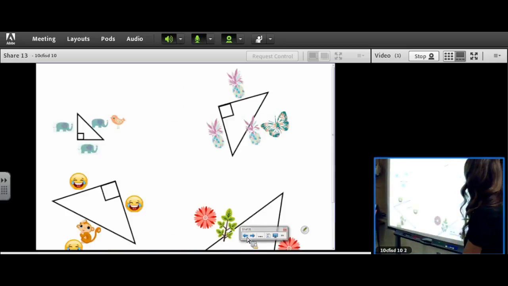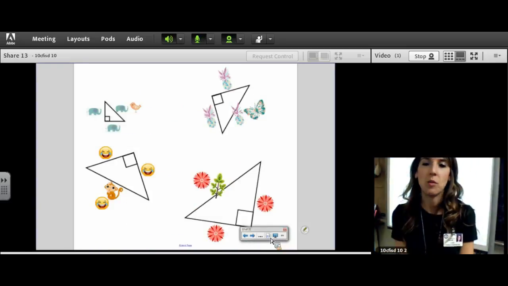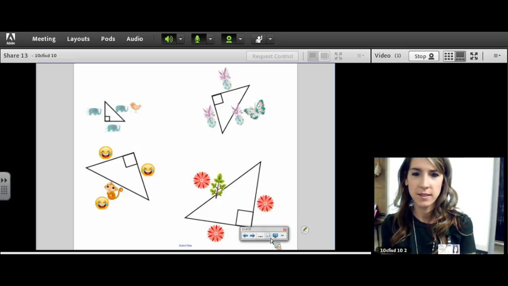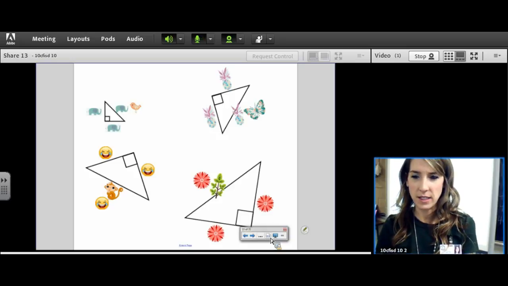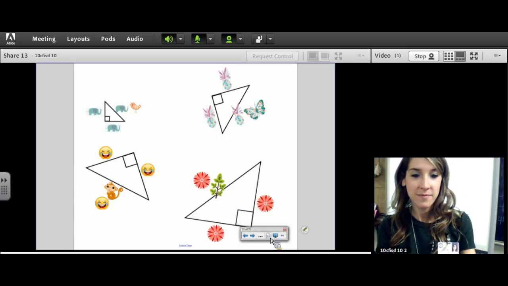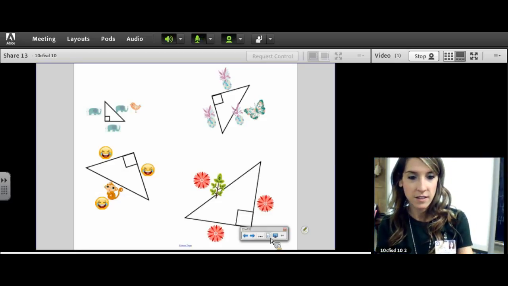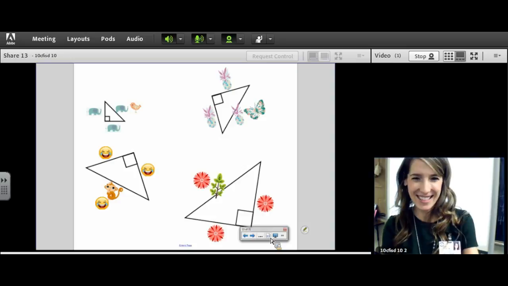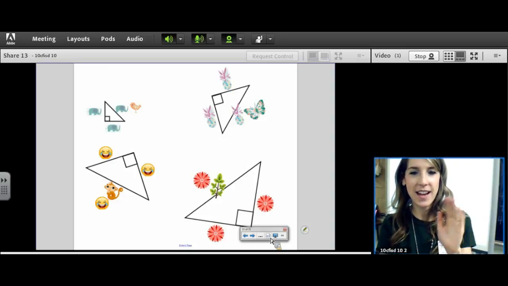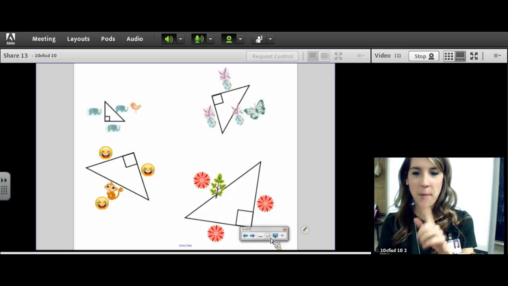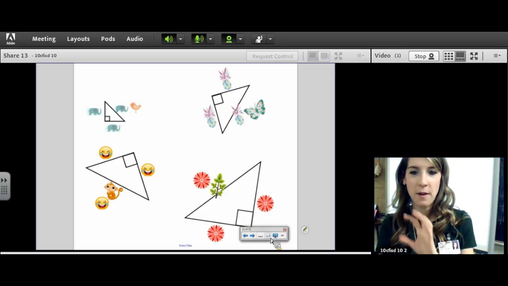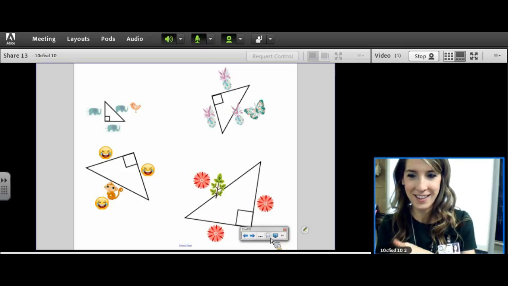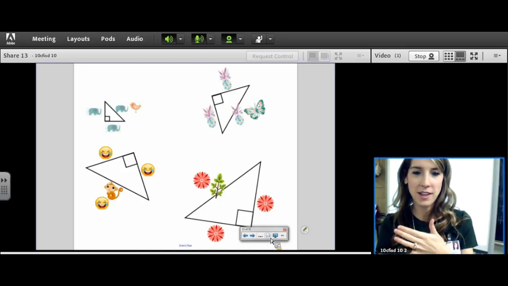Okay, take a look at these patterns. What is going on here? What do you notice? The odd one out is the hypotenuse. So these are what kind of triangles? They're right, and they're isosceles. So we've got elephant, elephant, elephant, bird. Pineapple, pineapple, pineapple, butterfly. Flower, flower, flower, tree branch. Crying emoji, crying emoji, crying emoji, monkey. Okay, you like the pineapple one.